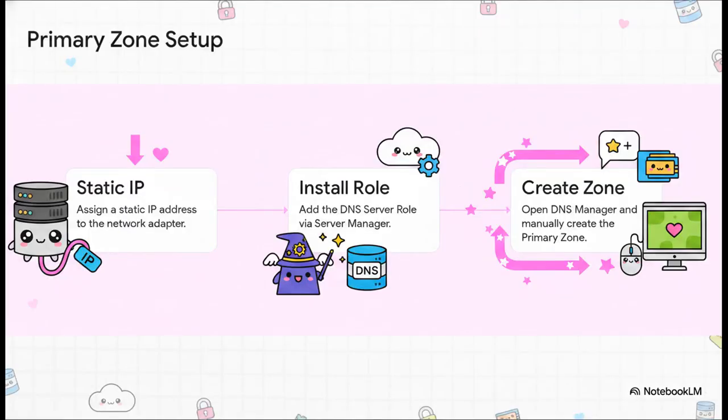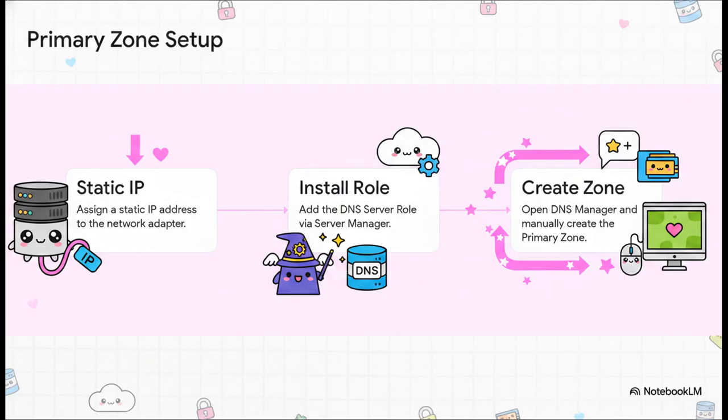To actually build this master copy in a standalone 2019 environment, you follow a pretty strict logical flow. Step 1, and this is absolutely critical. You must assign a static IP address to your network adapter. A server's identity shouldn't be shifting around, otherwise your clients will literally lose their roadmap to the network.